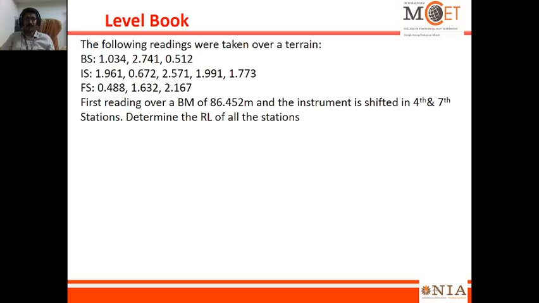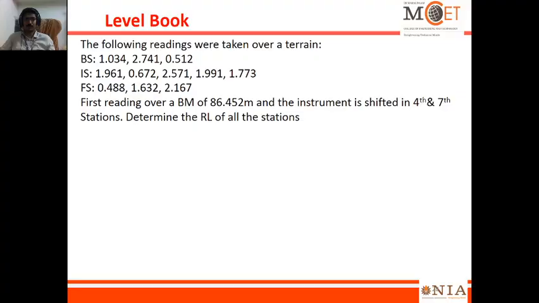The determination of the RL of stations can be done by two methods: the height of instrument method and the rise and fall method. These are the two methods available. We can solve both. The methods give the same answer, but there is some difference. We will see them one by one. But before using those methods, we require to know how to tabulate this, right?